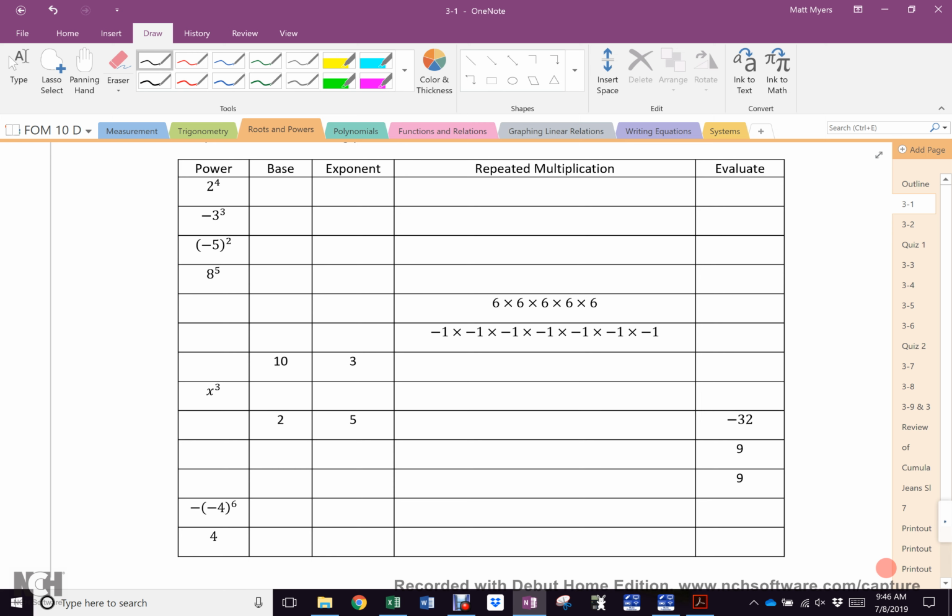So I'm going to do the first one with you. You're going to work on the rest. Here is the first one. Fill in every blank. 2 to the 4th. What's the base? 2. What's the exponent? 4. So what does that mean? That means 2 is going to multiply how many times? 4 times. 2 times 2 times 2 times 2. Which is? What's 2 times 2? 4 times 2 is 8 times 2 is 16. That's all you got to do, okay?